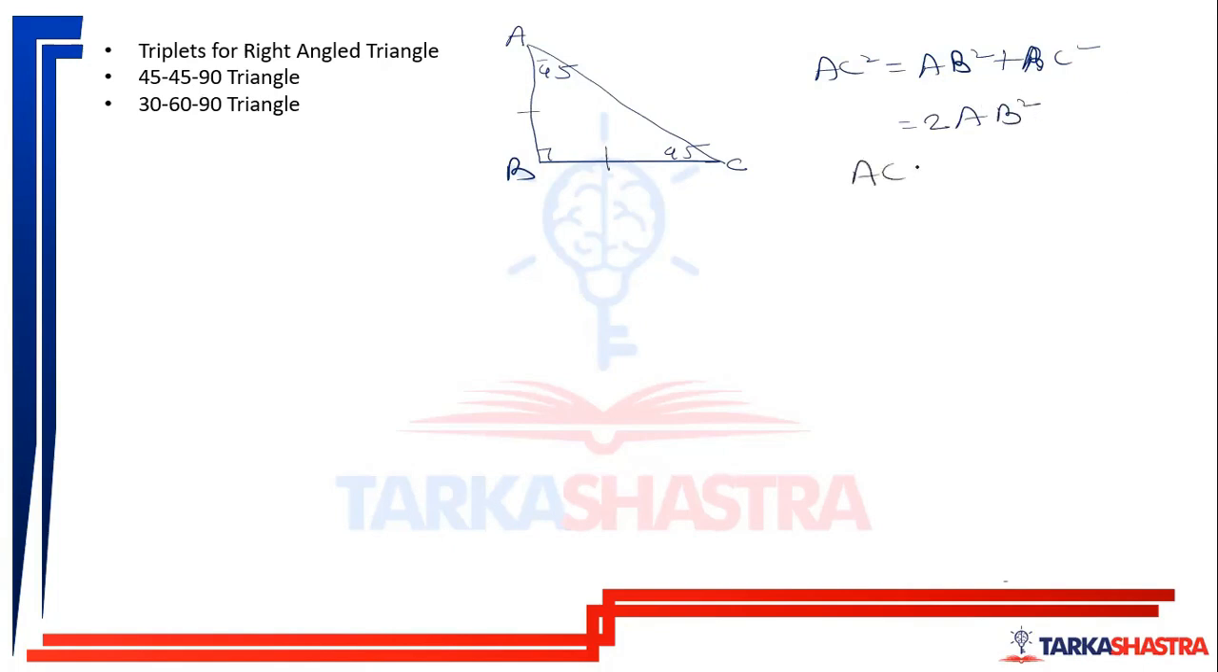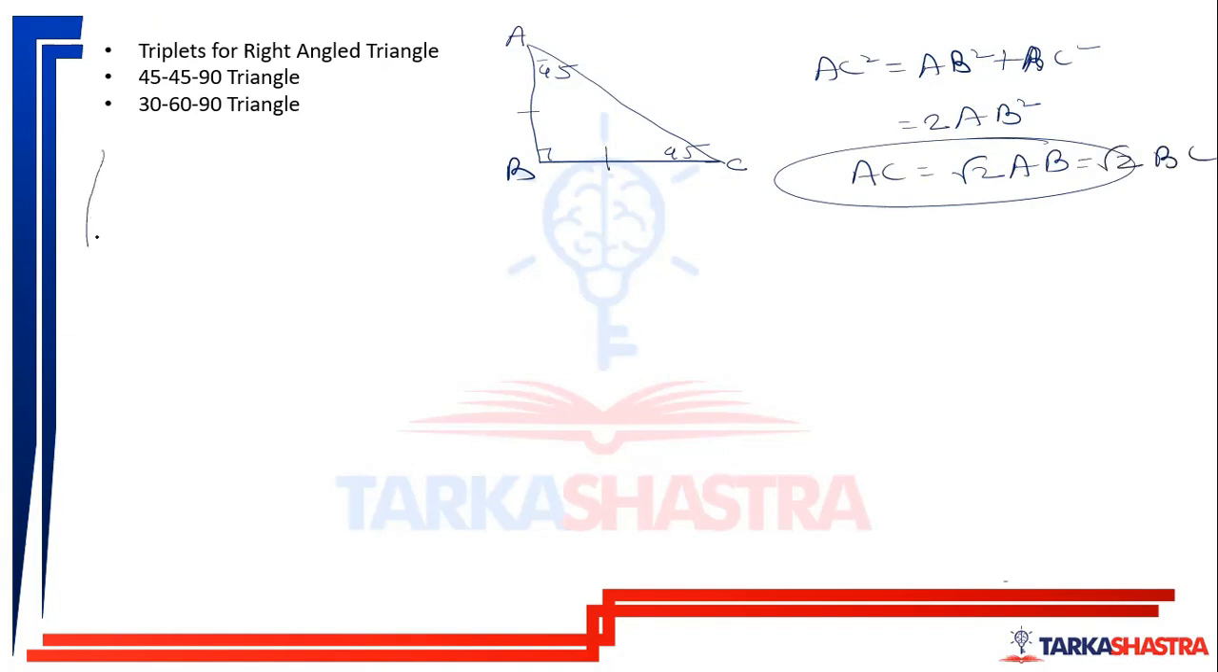And if I take a square root on both sides, I will get hypotenuse equals root 2 times the side. Correct? It is applicable for any side. Root 2 times of BC.